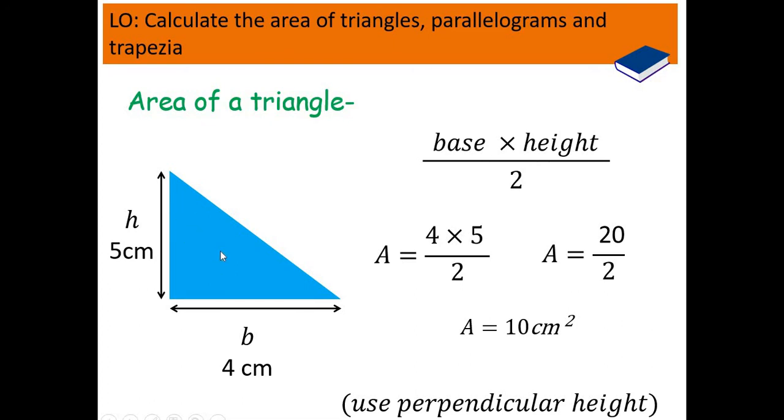inside this triangle. So again, we're going to look at another video, same as the rectangle one, with some more examples of areas of triangles and then some questions for you guys to try it yourselves.